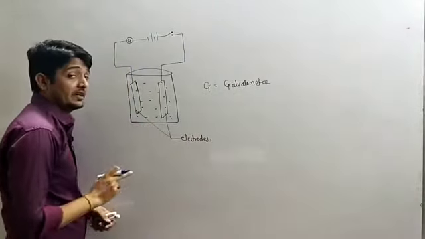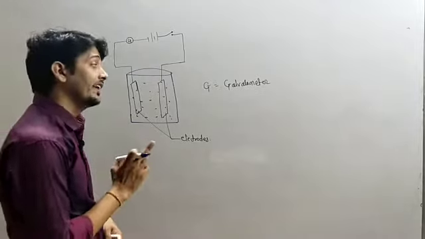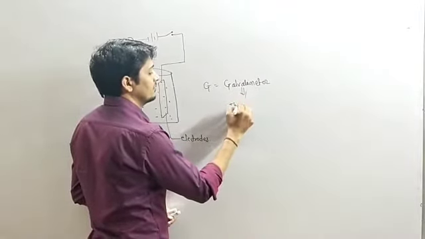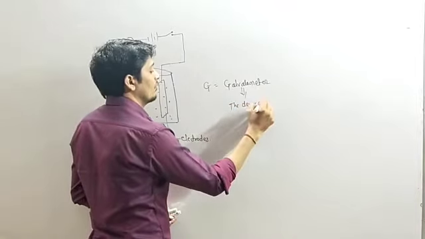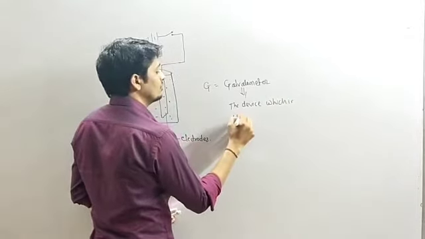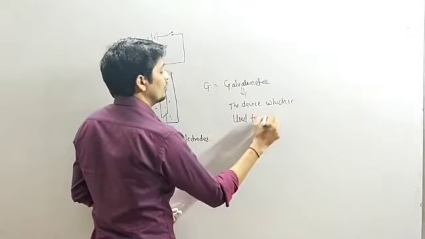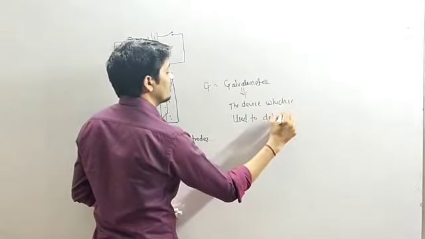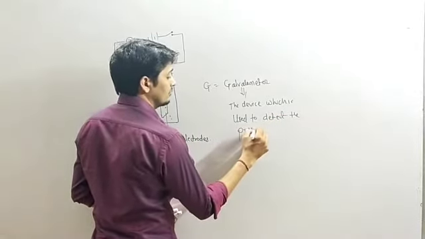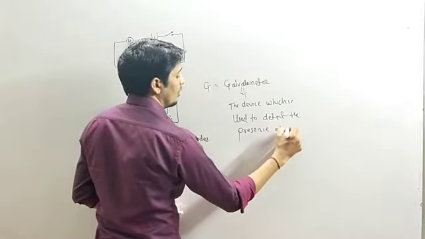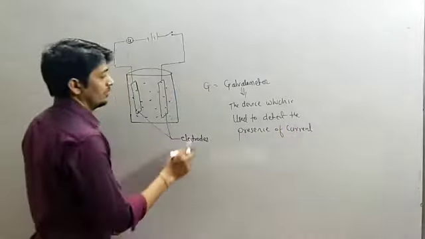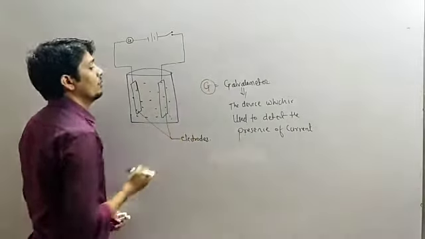What is a galvanometer? It is a device which is used to detect the flow of current. The device which is used to detect the presence of current. Okay, it is the galvanometer.